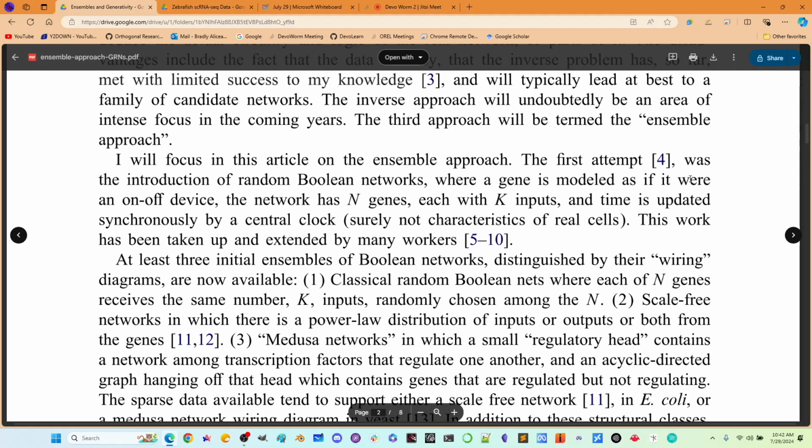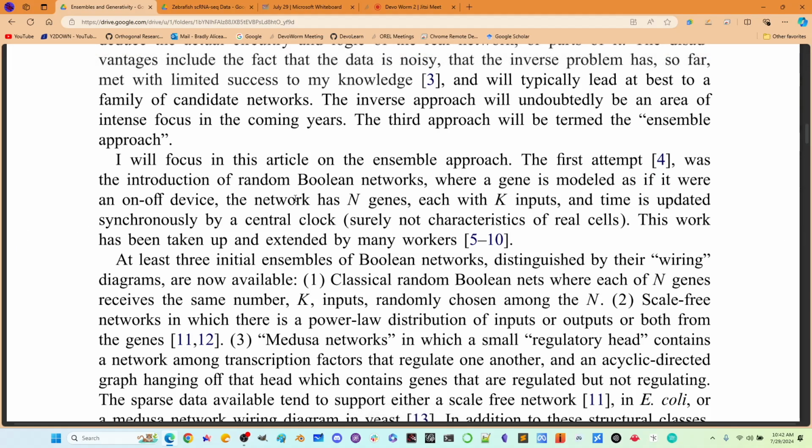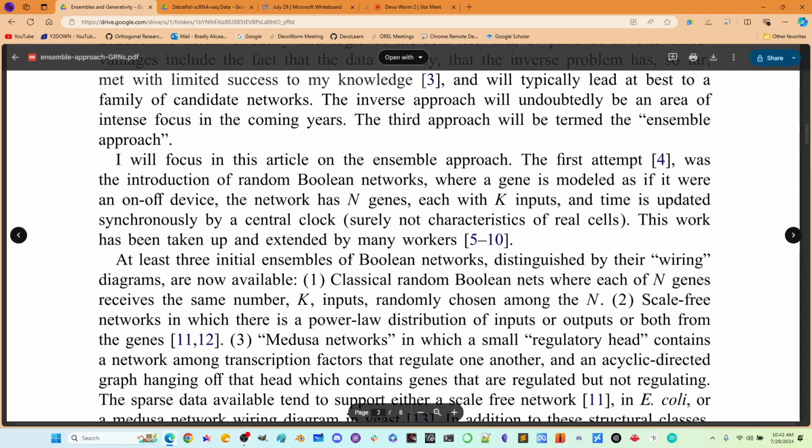First of all, he's made attempts in the past to use random Boolean networks, where a gene is modeled as if it were an on-off device. So your network has n genes with k inputs. So you have a certain number of genes. Each of those genes has a certain number of inputs. And the time is updated synchronously by a central clock.